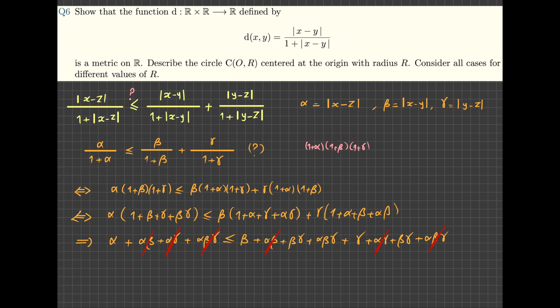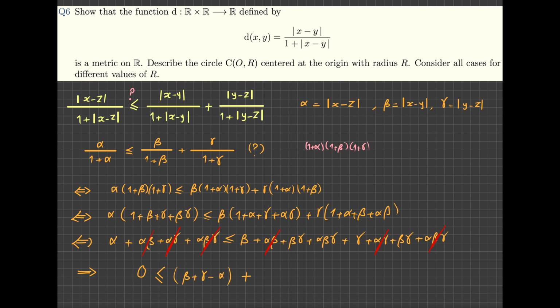Sorry, let me change my color. Okay, then what I'm going to do, there is one single alpha left here. I move it to the other side. What is left on the left-hand side is just simply 0. And on the right-hand side, as you see here, I have beta, I have gamma. I move alpha to the other side, it becomes minus alpha. So I combine them into one pair of brackets, so it is beta plus gamma minus alpha, and then plus.